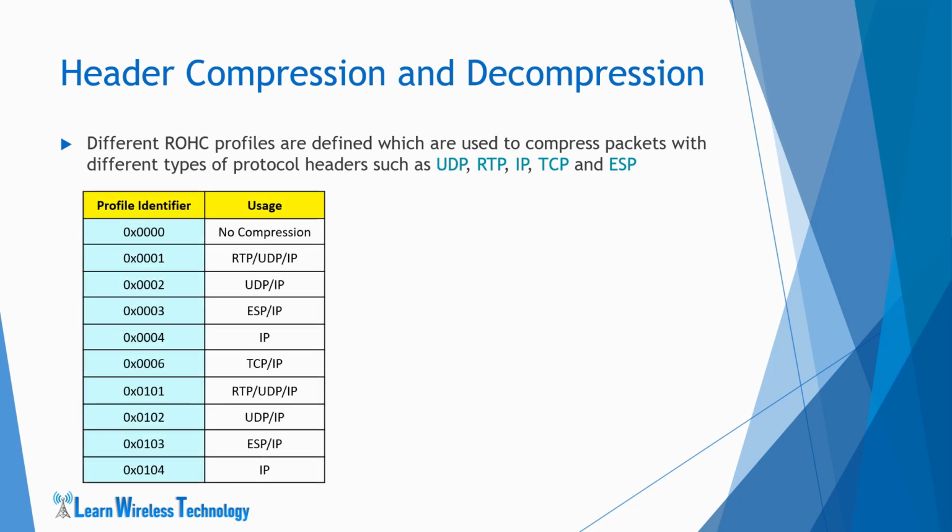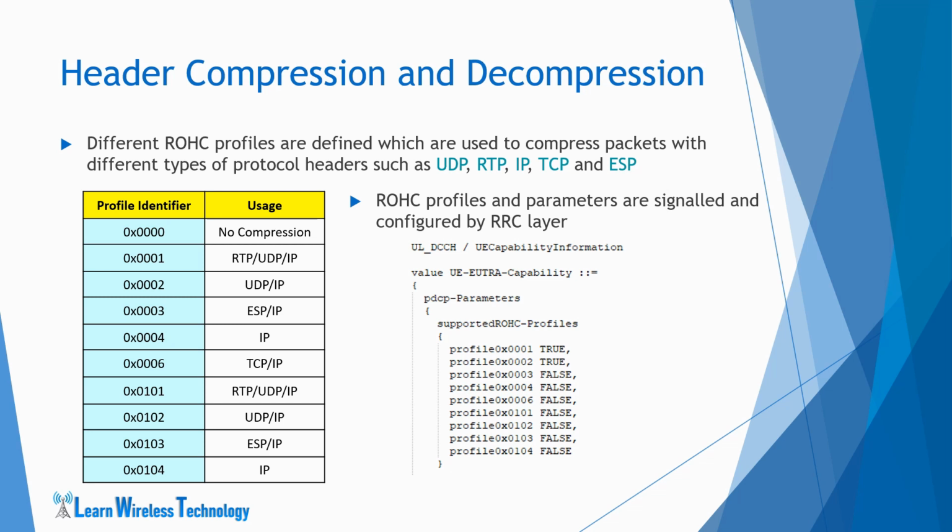This table represents the supported header compression protocols and profiles. The ROHC profiles and parameters are signaled and configured by RRC layer. Now, this is a UE capability message sent by the RRC layer of UE. It informs the network about the ROHC profile it supports, for which the flag is set as true.